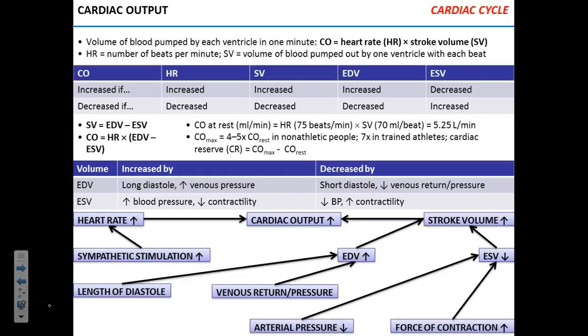Now, the parameter that we talk about is going to be cardiac output. Cardiac output is the multiplication of heart rate, which is how many beats per minute, how many pumps per minute your heart does, multiplied by the stroke volume. Can you explain stroke volume in your own words?